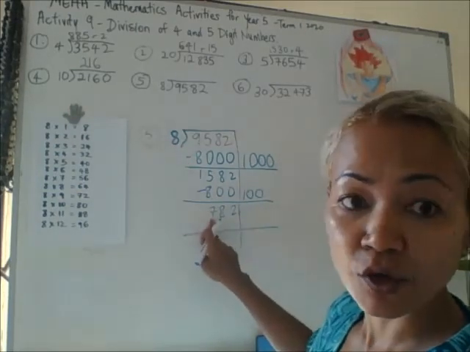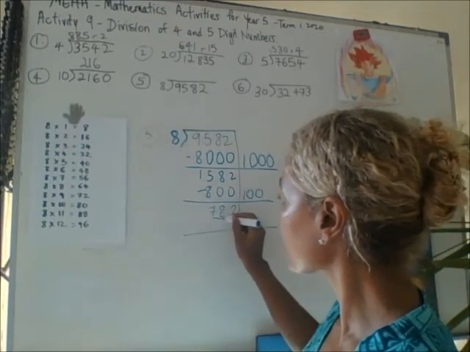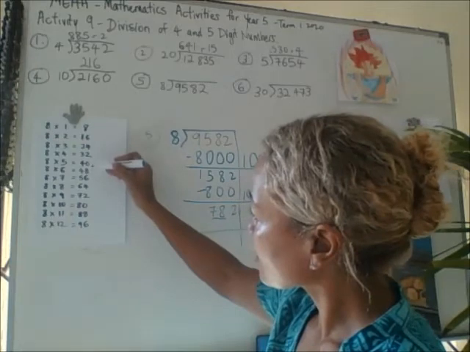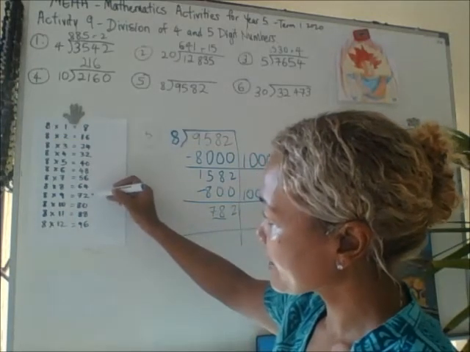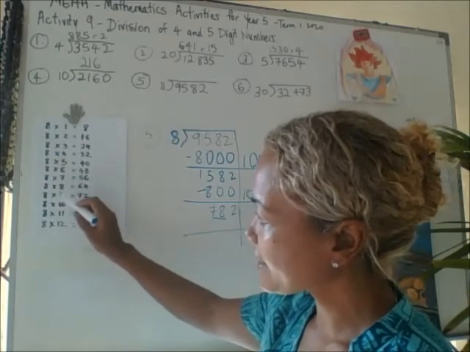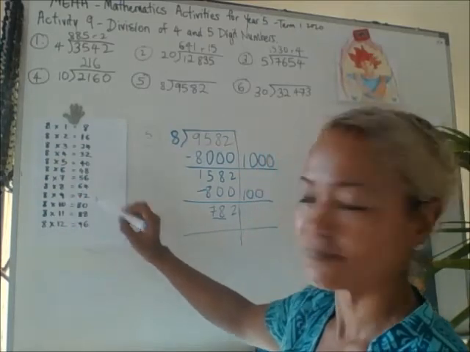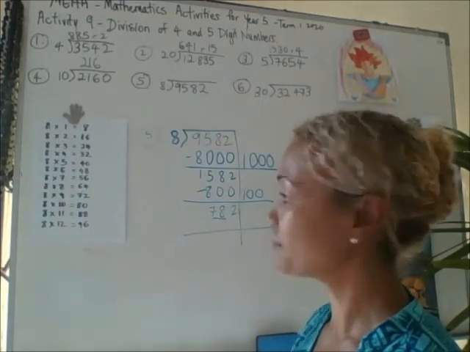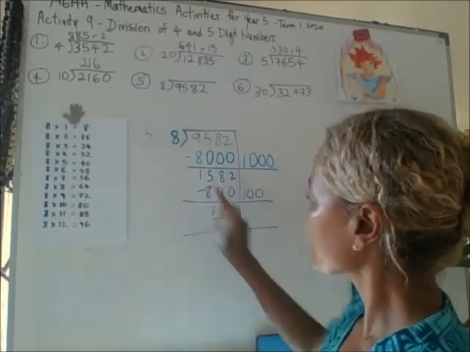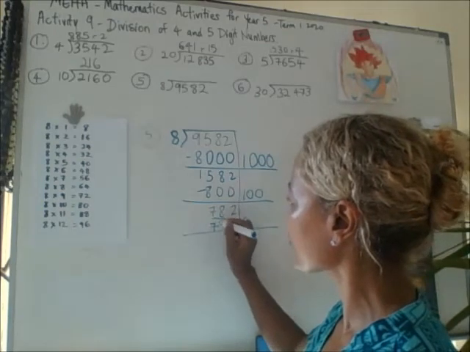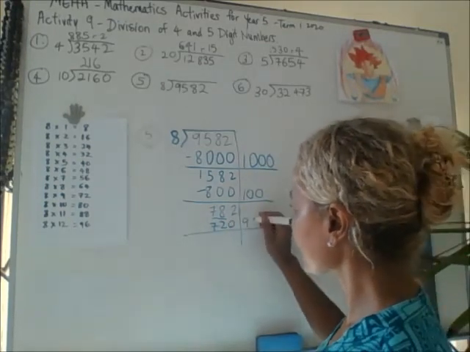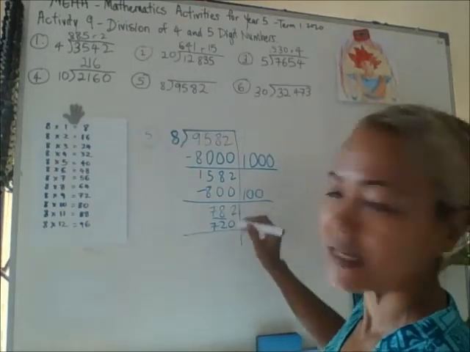Does 8 go into 7? No, it doesn't. Does 8 go into 78? Let's look for a number here close to 78, but just under, and we come to 72. So 8 nines are 72, right there. 8 times 9, 72. Put an extra 0 to make it 3 digits. Put an extra 0 here.